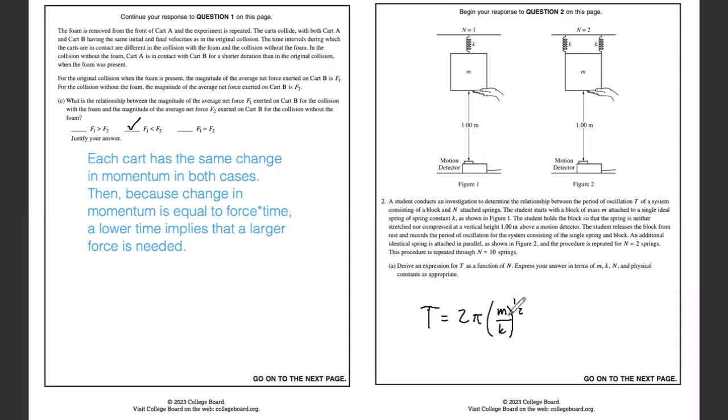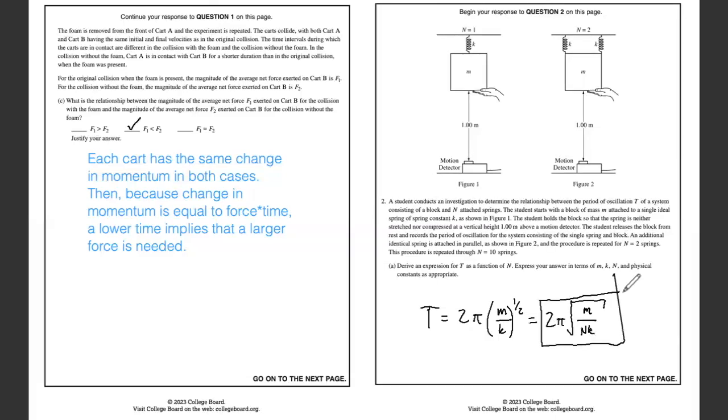Because I put parentheses, I guess I'll just do it to the 1/2. That was unintentional. But now the total spring constant should just be equal to n times k, right? Where k is just the spring constant of one ideal spring. Because now again, it's basically like you have one giant spring because all of these springs are acting together. So that would be the equation for our period: 2π times the square root of m over nk.